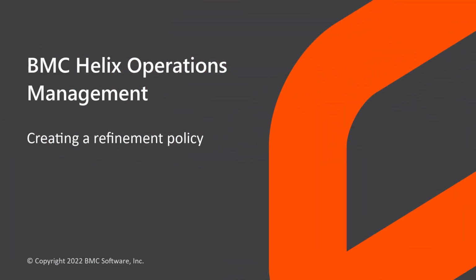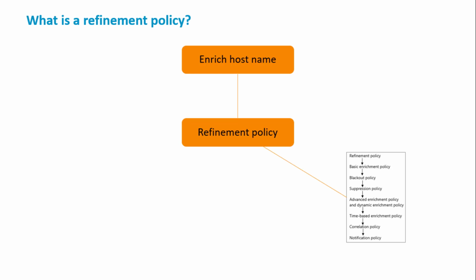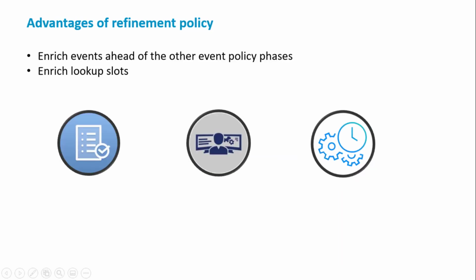Hello. In this video, you will learn how to create a refinement policy. A refinement policy allows you to conditionally or dynamically enrich the source hostname for events. This is the first policy that is applied for enriching events. In addition to enriching the source hostname, you can also enrich event slots used for looking up topology information in BMC Dynamic Service Modeling.